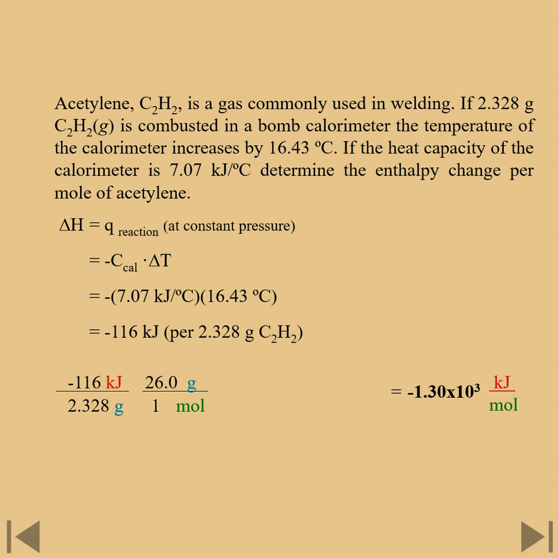Does the sign make sense? Yes, the temperature of the surroundings is going up, so negative. And the magnitude also makes sense.